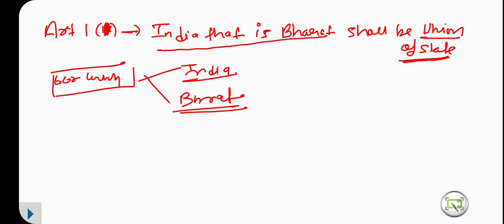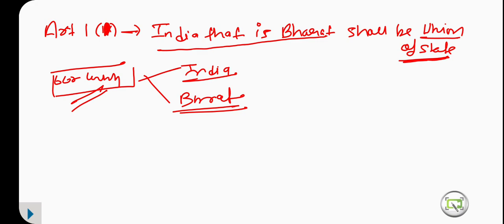So Hindustan, Aryabharat, Bharatvarsh, Jambudweep, all these names are not accepted by the Indian Constitution. If anyone asks you what is the name of our country according to the Constitution, then you have to say that we have only and only two names of our country, that is India and Bharat. India and Bharat are the only names according to our Constitution.